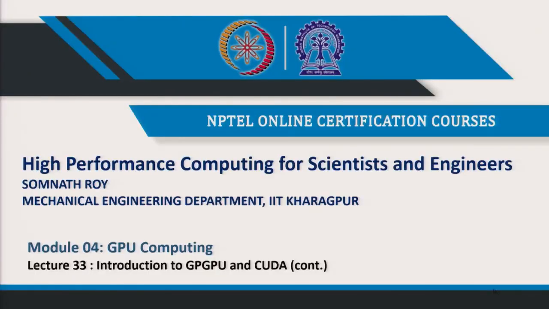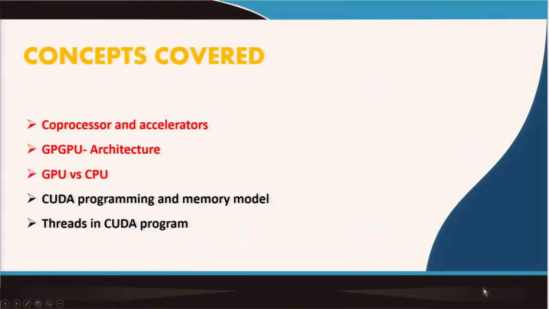Welcome. We are discussing GPU computing in the course High Performance Computing for Scientists and Engineers, and we are basically discussing the introductory part on GPGPUs and CUDA. In the last few classes I have introduced GPGPUs and their architectures, showed the difference between GPU architecture and CPU architecture, and also the programming aspects. And now we are looking into CUDA programming.